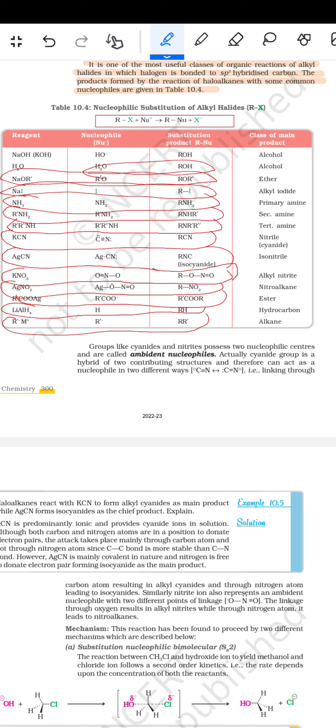तो जो main है वो है कि AgCN में Ag जुड़ेगा तो RNC बन जाएगा, इसको isonitrile कहेंगे. फिर KNO2 में ONO जुड़ेगा तो RONO, इसको alkyl nitrite कहेंगे. फिर KCN में CN जुड़ेगा तो RCN, इसको nitrile कहेंगे. और उसके बाद फिर AgNO2 में जुड़ेगा तो nitroalkane कहेंगे.